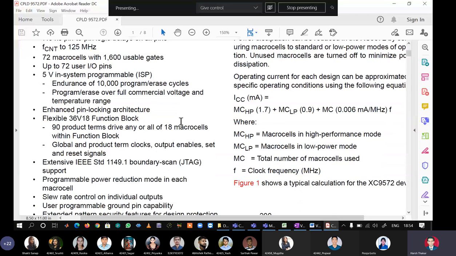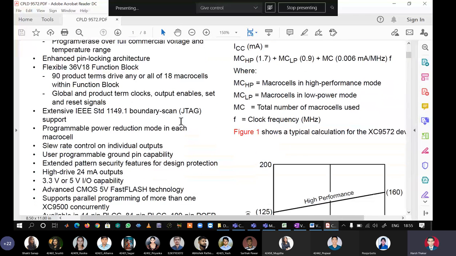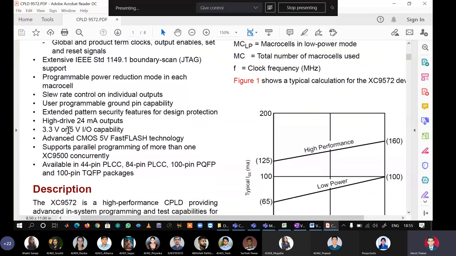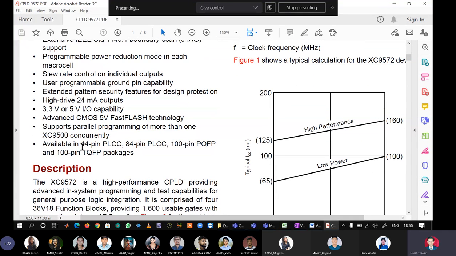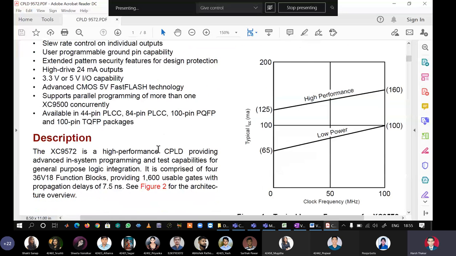So 90 product terms are there, 18 macro cells within a function block. It complies with the JTAG standard, IEEE standard 1149.1. It has 24 milliampere outputs; these are the output buffers inside. It is using advanced CMOS fast flash technology. CMOS was used even 35 years ago. It is available in many packages: 84 pin, XC9572 PC84. As I told you, PC stands for PLCC, plastic leaded chip carrier, 84 pin, and 100 pin TQFP. That's it. All the different graphs are given.